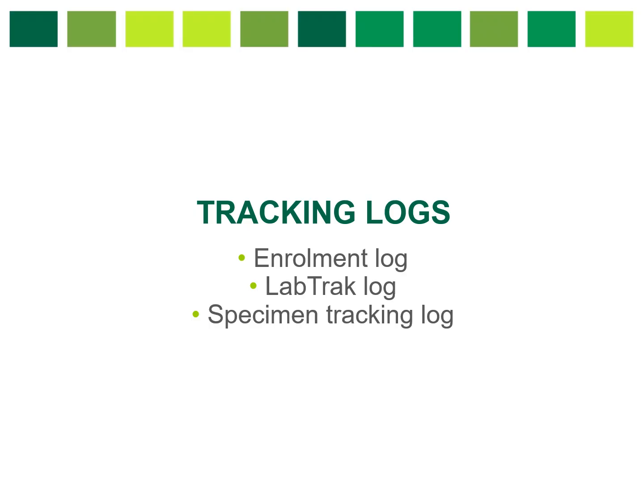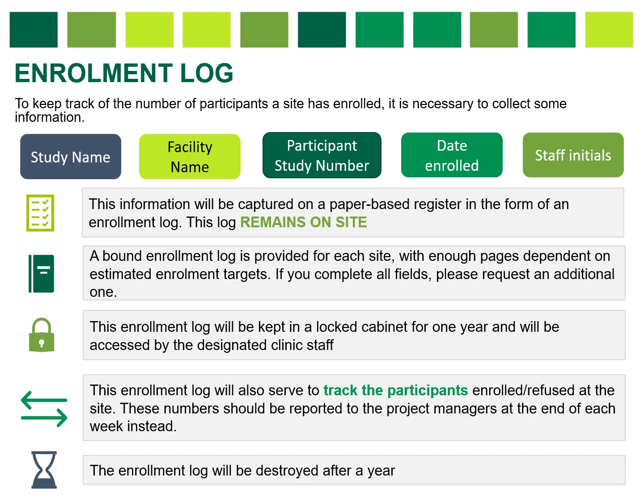Let's have a closer look at the tracking logs. The enrollment log is the log that remains on site. This is the one that either has a spiral bind or has been stapled together. This is for your facility so that you keep track on site of who you've enrolled. It has the study name pre-printed on it, and your facility name is also on the cover.